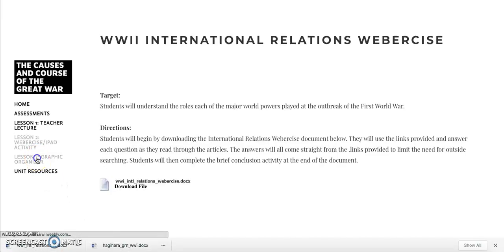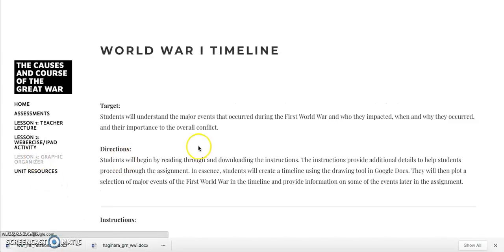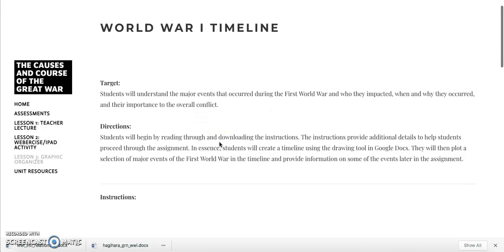Lesson 3 is the graphic organizer activity that I mentioned earlier, with the target being that students will understand the major events that occurred during World War I and how they impacted different people, when they occurred, why they occurred, and their overall importance to the conflict.